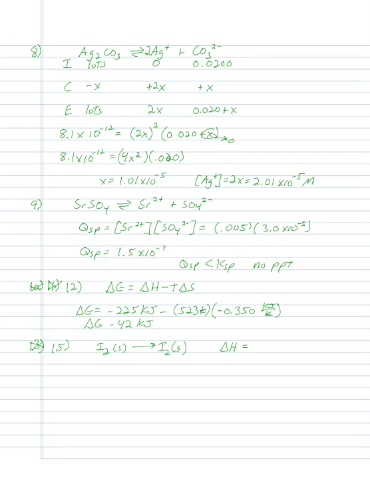Positive. Okay. And we're not told anything about the entropy. However, we're going from I2 in a solid form to I2 in a gas form. So what do we know about delta S? It's also going to be positive. It's going to increase its entropy going from a solid to a gas. Now we're looking for the spontaneity.